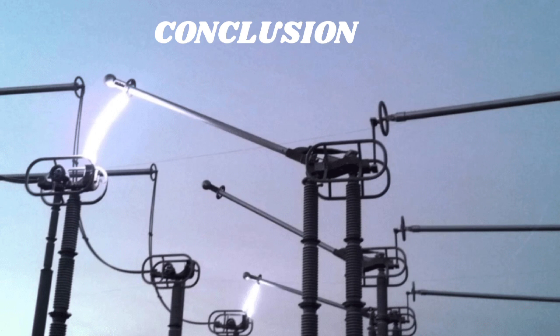The effectiveness of arc extinction depends on several factors, including the arc extinction method, medium, and technique used, as well as the design and material of the contacts. By understanding the principles of arc extinction and selecting the right arc extinction method and medium, engineers can design and operate circuit breakers that provide reliable and efficient protection for electrical power systems.